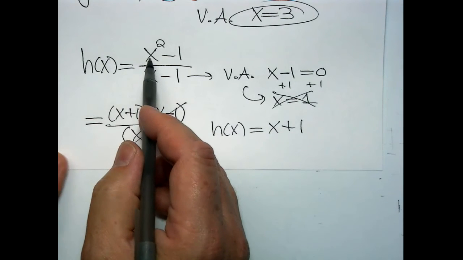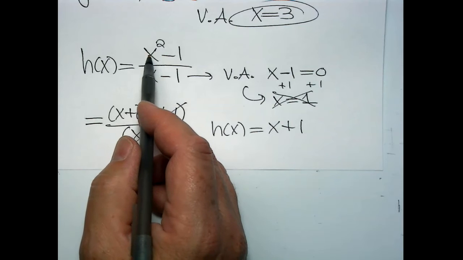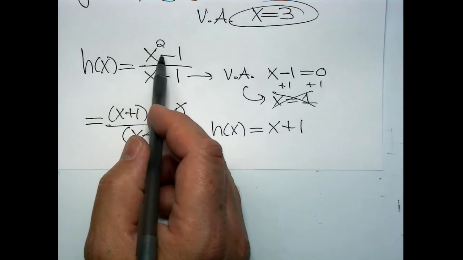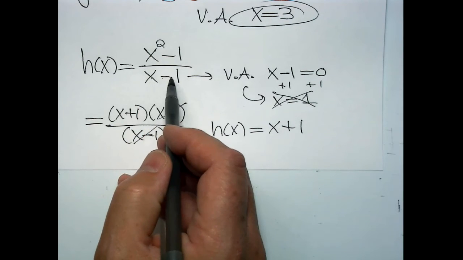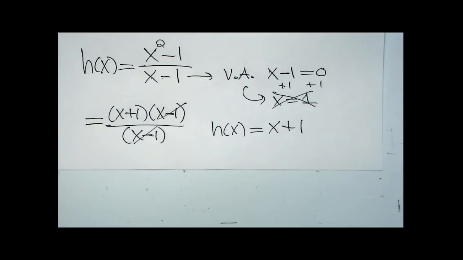But wait, the way this function's written, x equals 1 is a problem area because 1 minus 1 is 0. It's 0 divided by 0. There it is again. It's the indeterminate form. So there is a problem at x equals 1. There's no question. But it is not an asymptote.